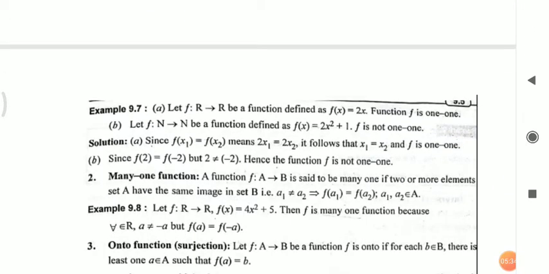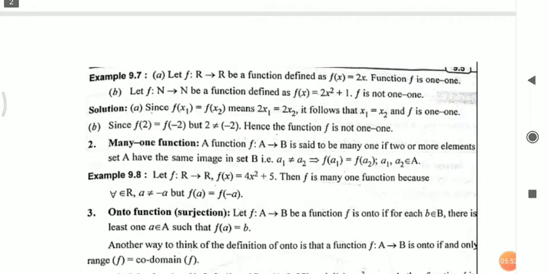One example is given: f from R to R, where f(x) is 2x, so that function is one-one. Any real number you put in place of x, we get a different image. If elements are not equal, then images are not equal in this case, so this function is one-one. And in part b, f is from N to N, where f(x) is 2x square plus 1. We are saying that 2 and minus 2 will have the same image, so it is not one-one, since one element is not mapped onto one element.